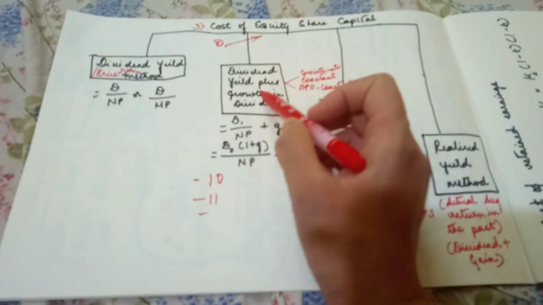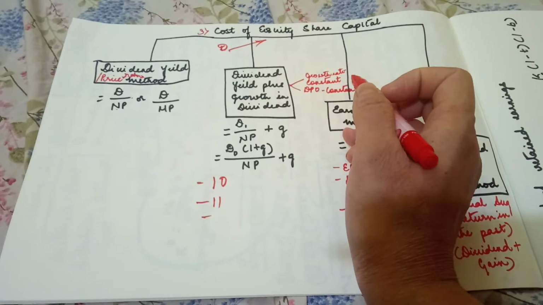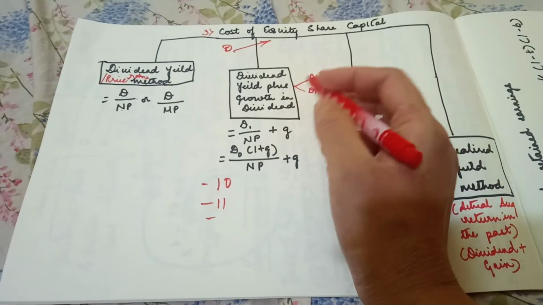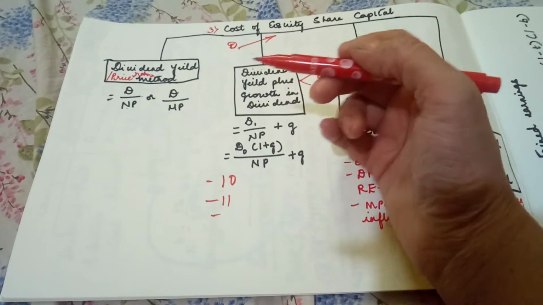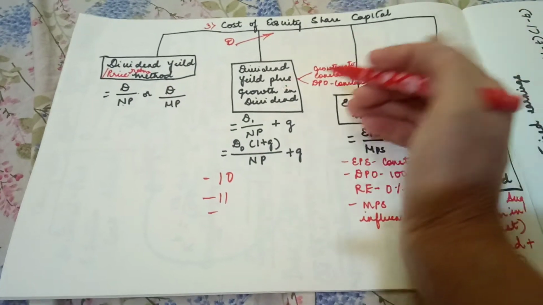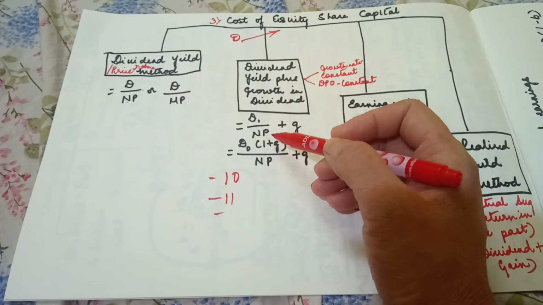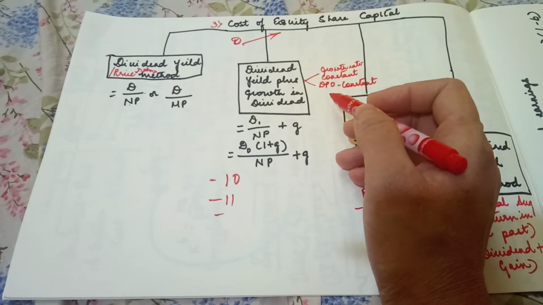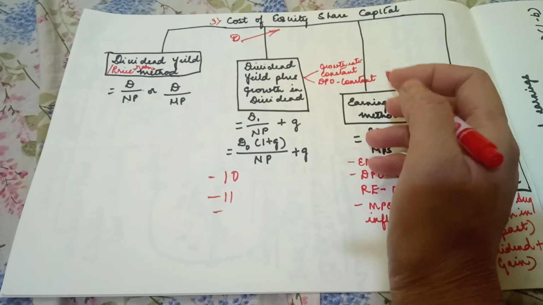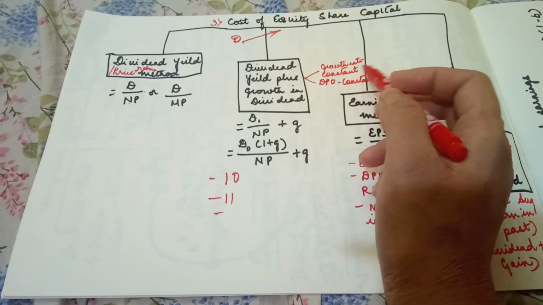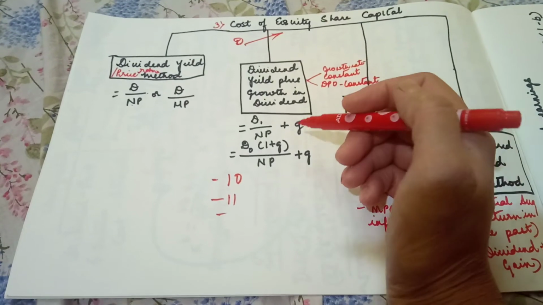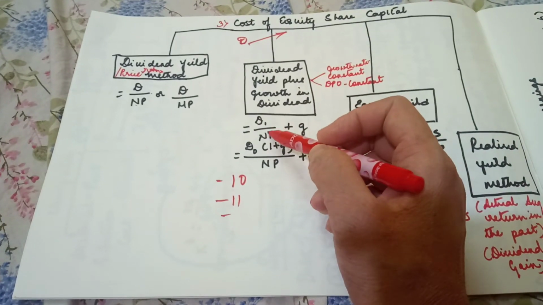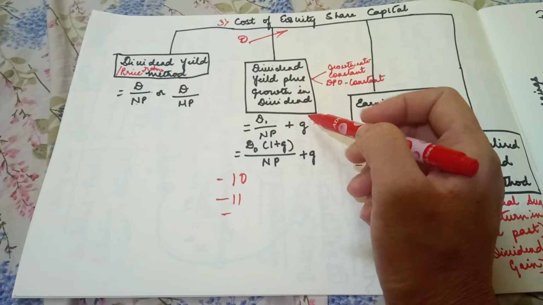If dividends are growing at a constant rate, please look at the assumption. If dividends are growing at a constant rate, maybe 10% or 5% every year continuously, then we can follow the second method, dividend yield plus growth method. We assume that dividend payout ratio remains constant and there is a constant growth rate in case of dividend payment, which is taken into account, which is D1 divided by NP plus growth rate.